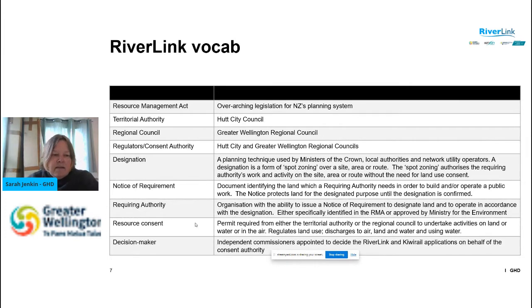And the other thing I just wanted to talk about was the decision maker. So oftentimes the decision maker is the consent authority or the regulator. Sometimes they will delegate that decision making out to independent commissioners. And so in the case of RiverLink, there will be independent commissioners. So hopefully that all makes sense.